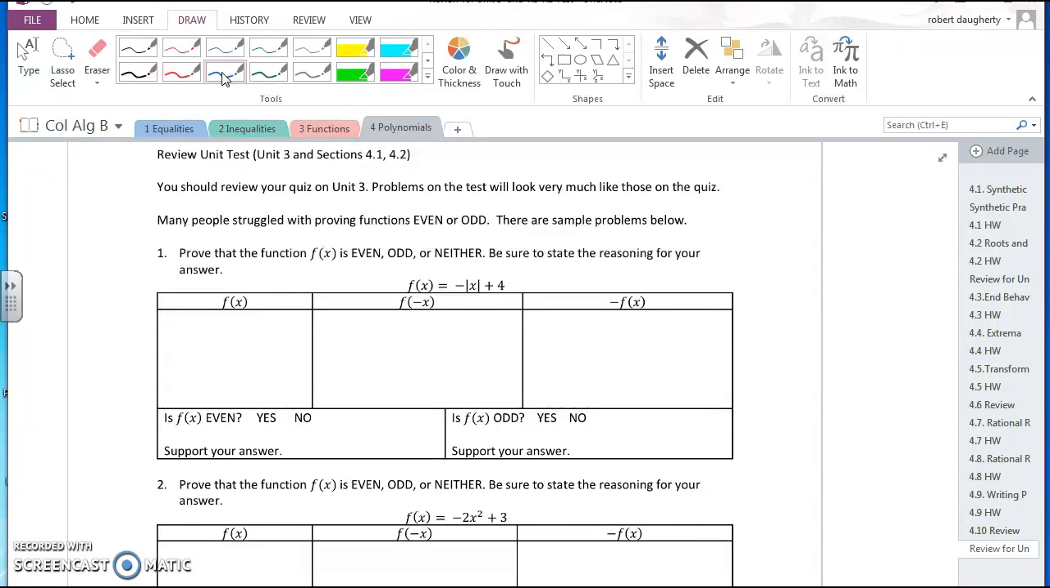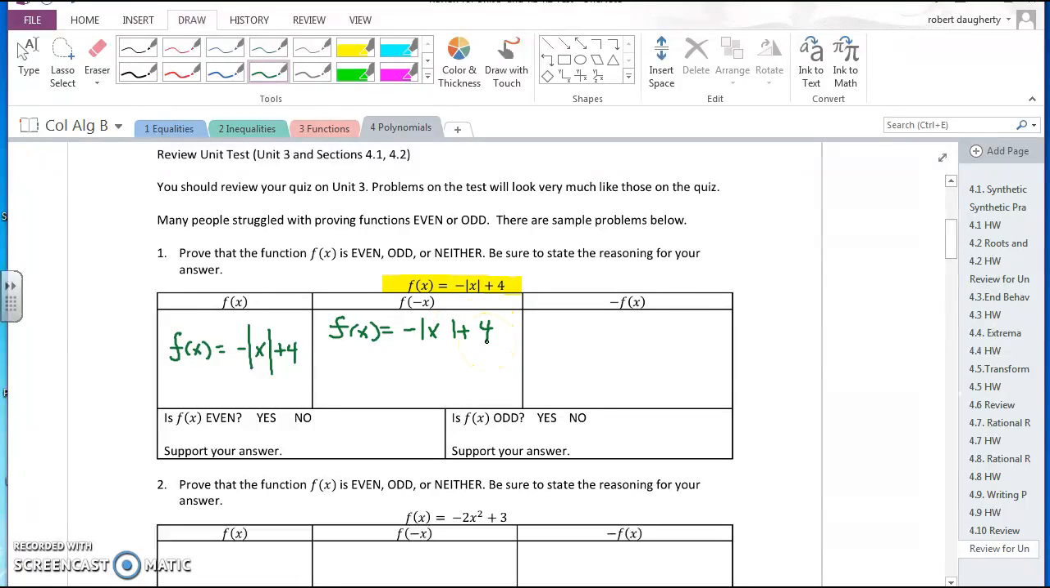So let's take a look at one. We want to prove this function is even or odd. You have a chart that tells you what you have to do. You have to show f of x is minus absolute value of x plus 4. Then you have to find f of negative x. That means you look at f of x. So we know that f of x is minus absolute value of x plus 4.